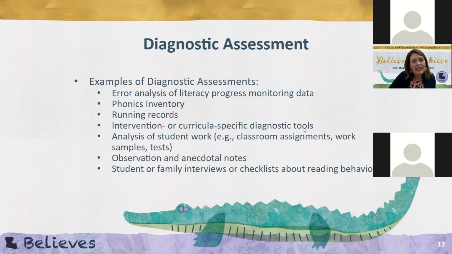Some examples of diagnostic assessments that you might use: error analysis of literacy progress monitoring data. If you're doing a screener that has progress monitoring resources, you're going to analyze what they're doing there. I know Acadience has progress monitoring resources that you can use between screenings, and you can analyze where the breakdown is. Like I said, a phonics inventory is a great resource, where you can see what aspects of the code they're struggling with and what you can target.